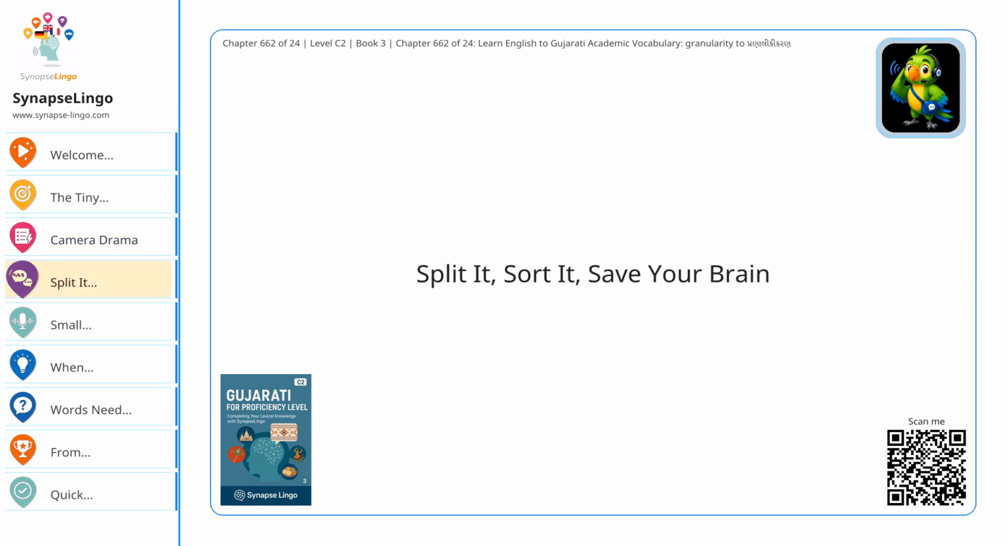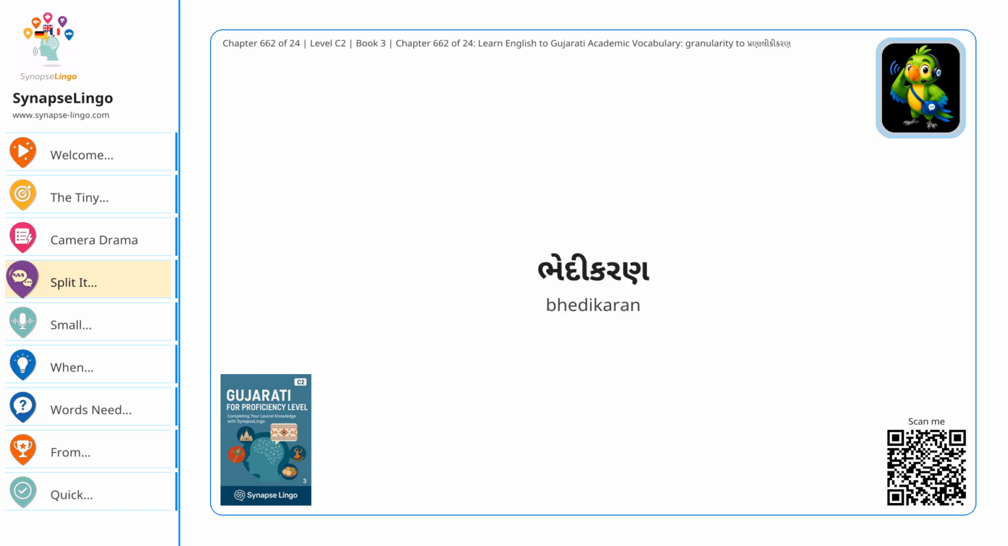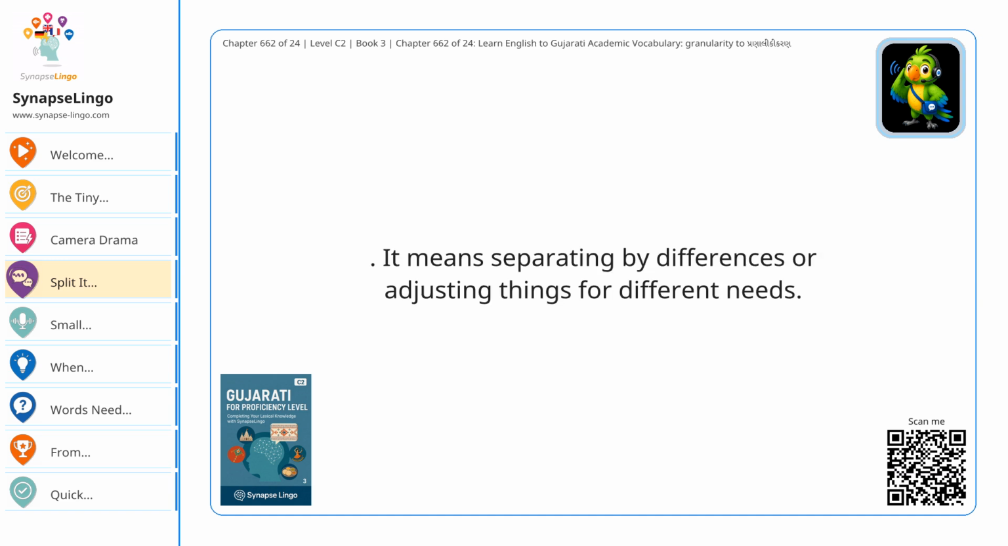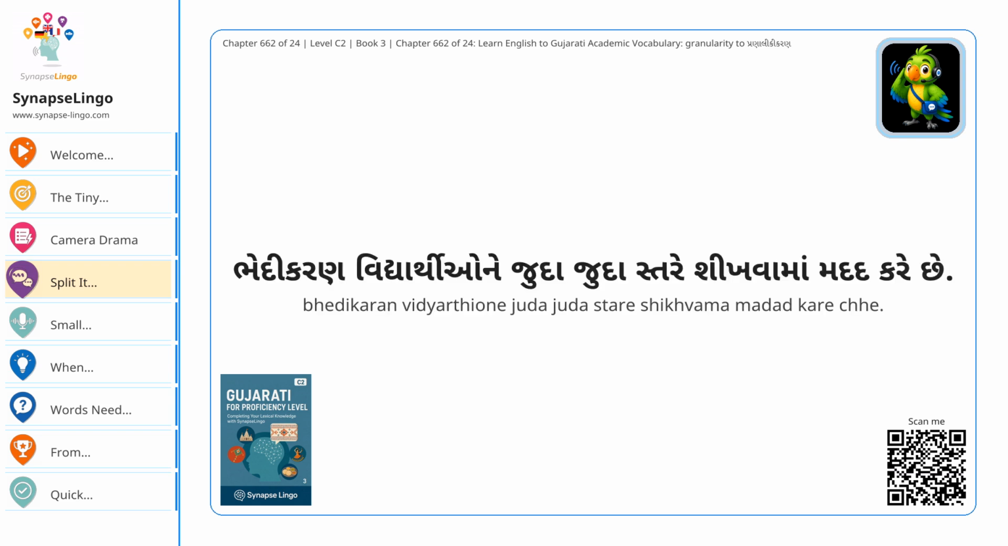Split it, sort it, save your brain. Some words help you separate things clearly. These are perfect for classrooms, business, science, and family arguments about who forgot the keys. Differentiation is ભેદીકરણ. It means separating by differences or adjusting things for different needs. Example. Differentiation helps students learn at different levels. In Gujarati. ભેદીકરણ વિદ્યાર્થીઓને જુદા જુદા સ્તરે શીખવામાં મદદ કરે છે.